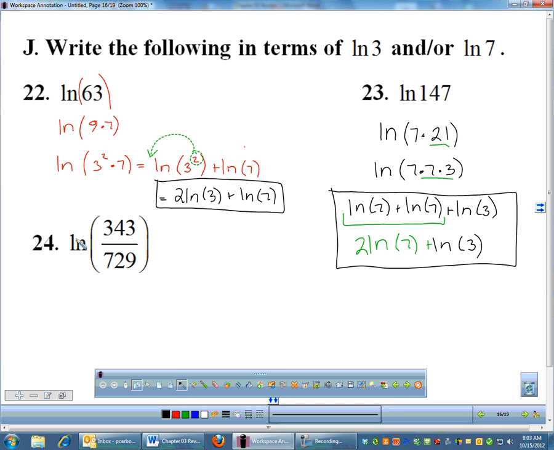So, number 24, 343. I know I have to deal with 7s and 3s, so I'm going to have my calculator here. 343 divided by 7, just playing along, is 49. So that ln of 343 is 7 times 49.